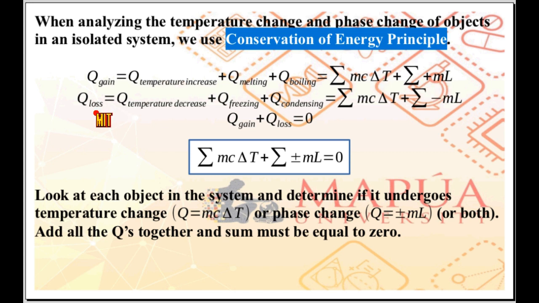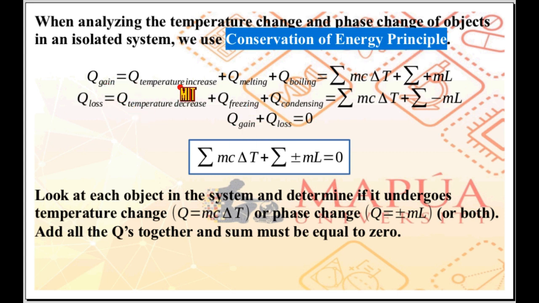Do the same thing for Q loss. Take all the Q negative in the system and add them all together. So you have Q from temperature decrease, Q from freezing, and Q from condensing. That will give you Q loss is equal to the summation of mc delta T plus the summation of negative mL. Since you have Q gain plus Q loss is equal to 0, conservation of energy.